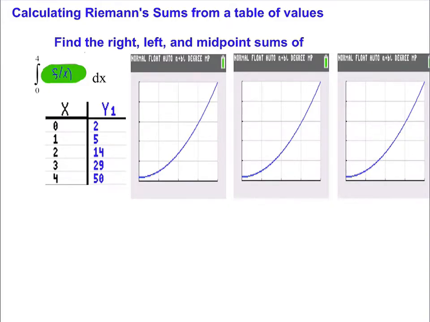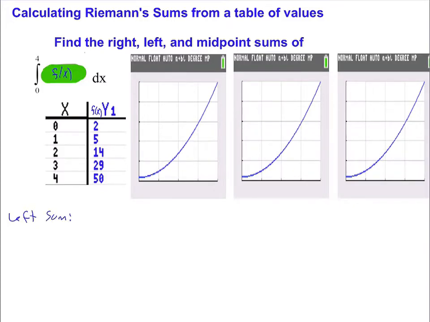What we do know are some select y values. So we can use the left and right and sort of the midpoint sum. You can use the table to find those y values. So let's do the left sum first.